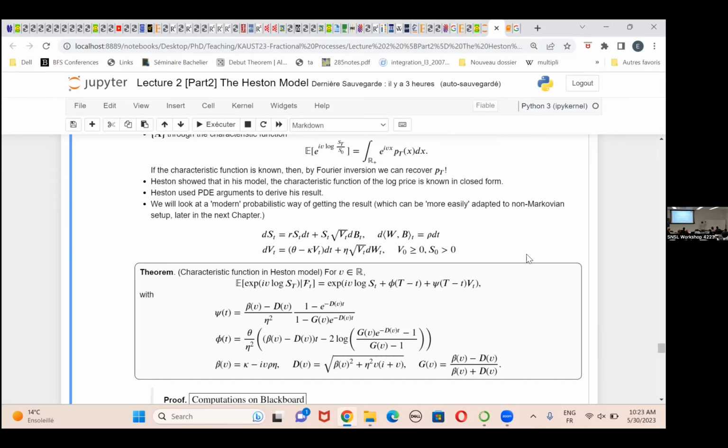But here we start, so our aim: we fix some u in C. You can take it equal to iv if you want here. And you want to compute the conditional expectation, so the conditional characteristic function of this guy.